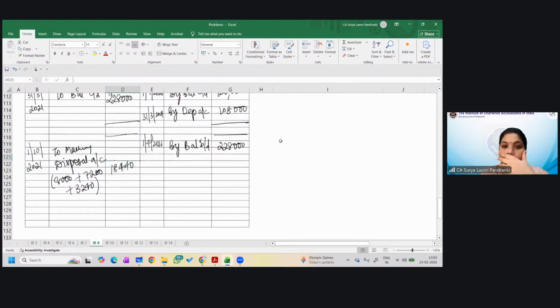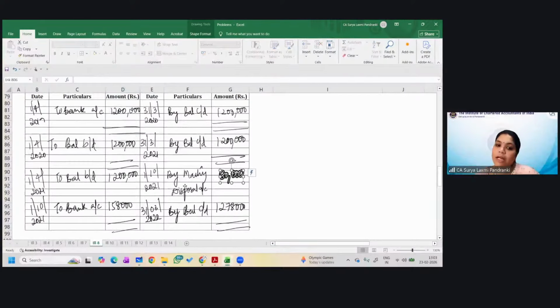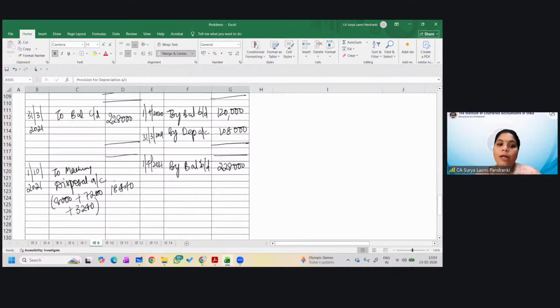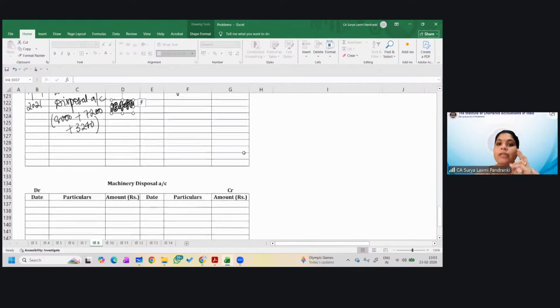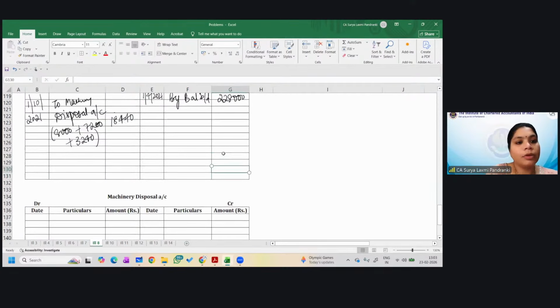So if you understood what we are trying to do here, in machinery account, 80,000 cost was transferred to machinery disposal account, and in provision for depreciation account, total depreciation was transferred to the machinery disposal account. So when some machinery is sold in between, the cost will come from machinery account, depreciation will come from provision for depreciation account. That difference you're going to note in this example, right? Now this is done.